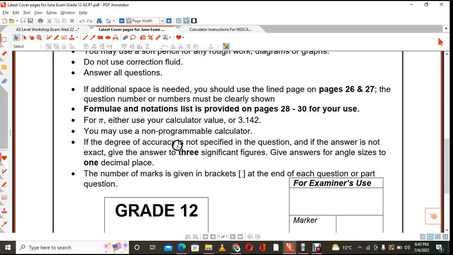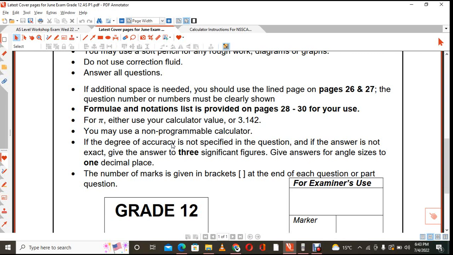So you'll see I'll refer to them when I solve problems. And then you may also use a non-programmable calculator. For pi, you either use a calculator value or 3.142. All right. This is the only option you are given unless you are told otherwise in the question. Now, if the degree of accuracy is not specified in the question, and if the answer is not exact, you're supposed to give the answer to 3 significant figures. That is your baseline.